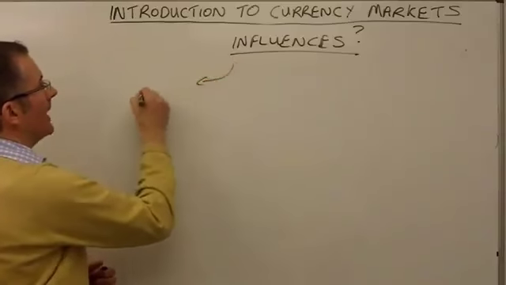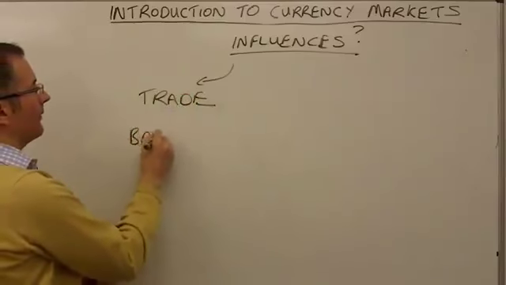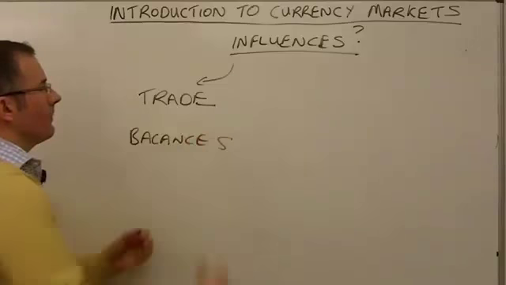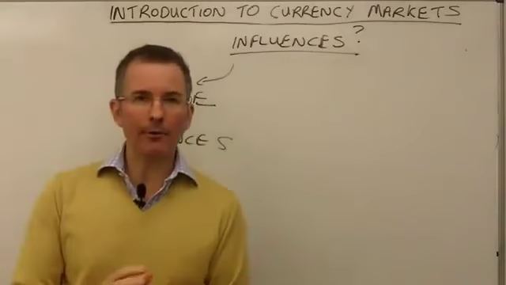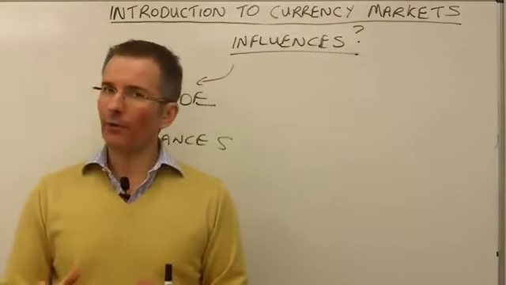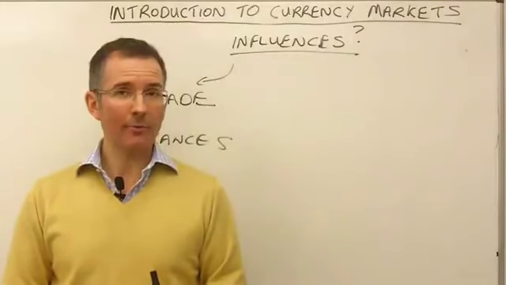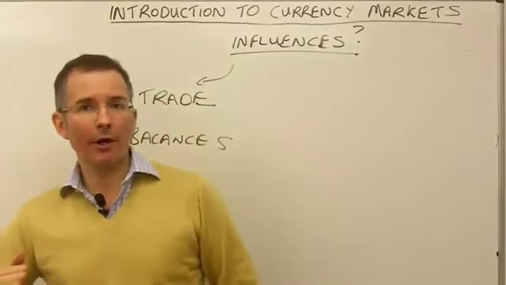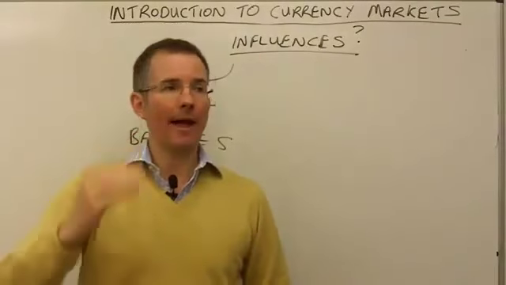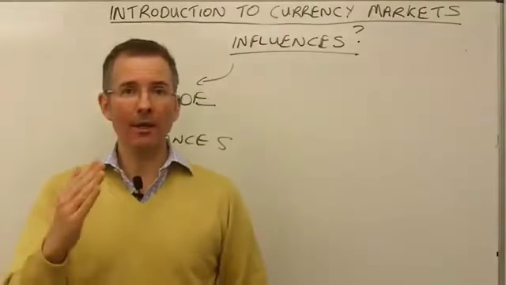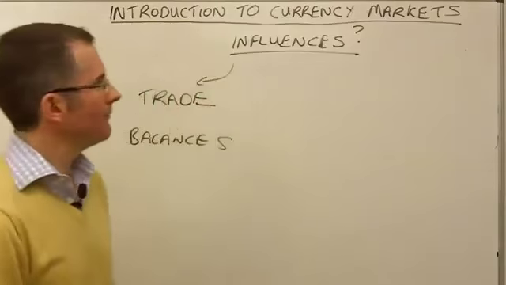Number 1, trade. Or you could even say trade balances. Okay, countries trade with each other, and they build up trade surpluses or deficits. To cut to the chase on this one, if lots of people want to buy American stuff, they need dollars to pay for it. So, demand for a country's goods and services will tend to drive demand for its currency as well. And that tends to suggest that a successful economy will have a strong currency. And that's broadly speaking true. So that's one influence.